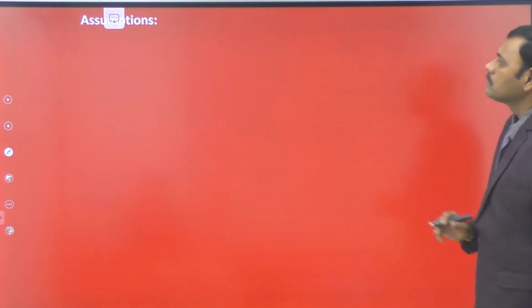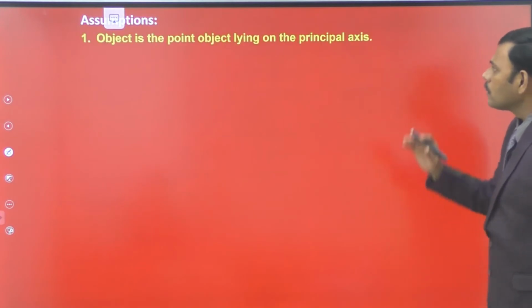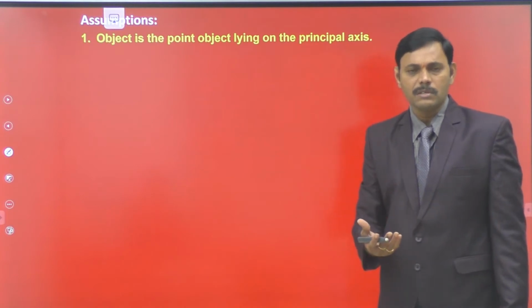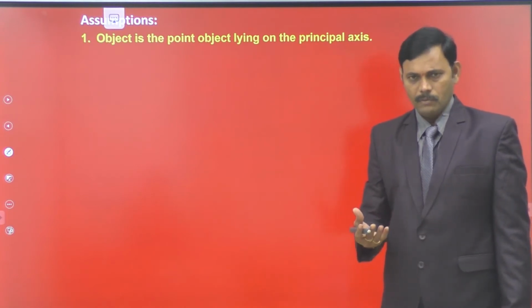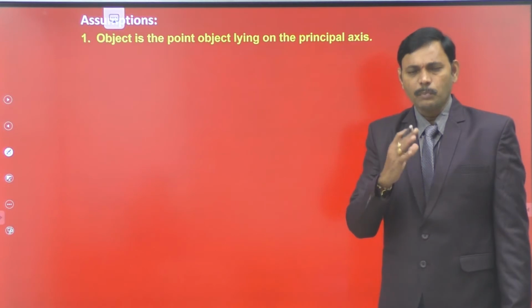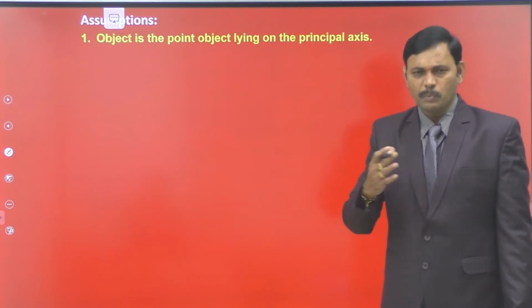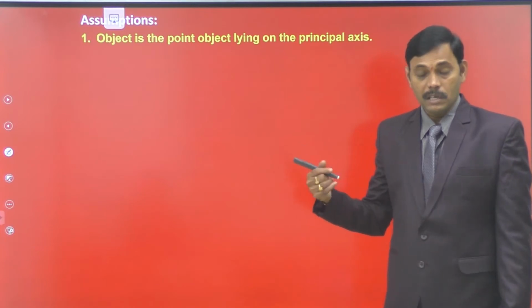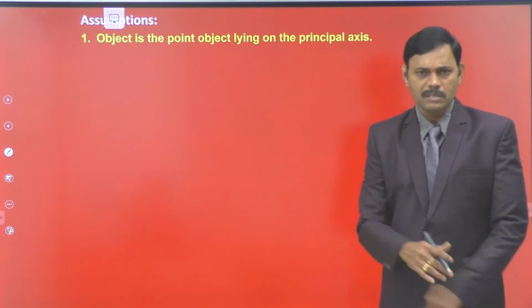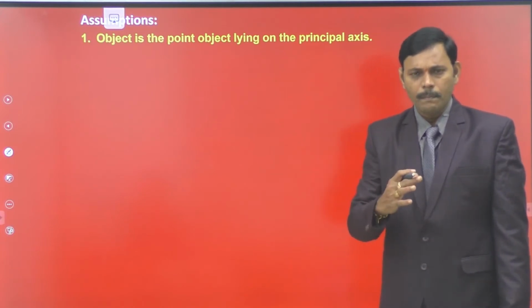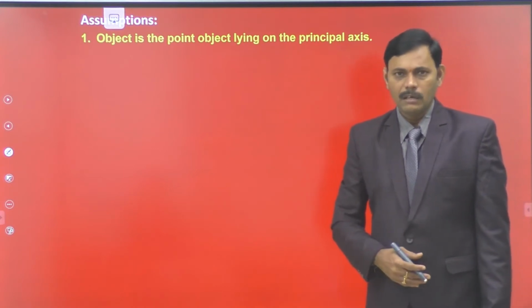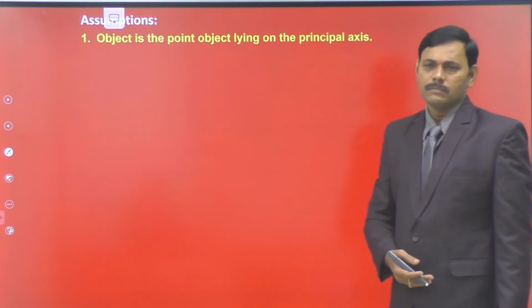So let us move on to the assumptions. Here, to derive the relation between object distance, image distance and radius of curvature, we would like to know about the position of the image. By knowing the position of the object and the radius of curvature of the refracting surfaces, by knowing u and R, we should be in a position to find the position of the image v. For that we consider some assumptions.